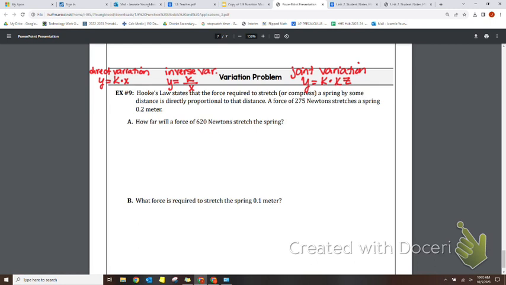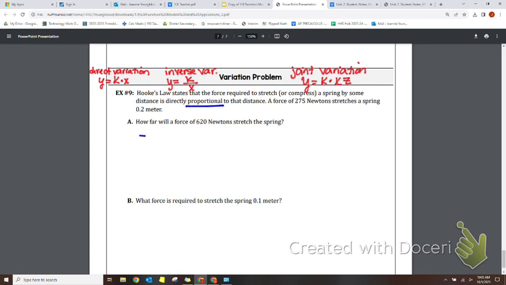So let's look at example 9 here. It says Hooke's law states that the force required to stretch or compress a spring by some distance is directly proportional to that distance. A force of 275 newtons stretches a spring 0.2 of a meter. So I'm looking for where it's going to say is directly proportional, varies directly, varies inversely, varies jointly. It's going to either say proportional or varies there. It might say inversely proportional, something like that. So you're looking for the words proportional or varies, so find it.